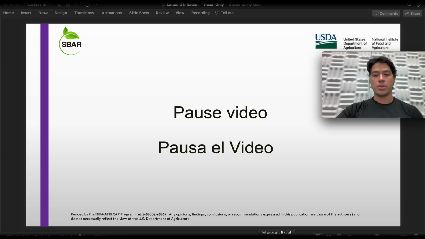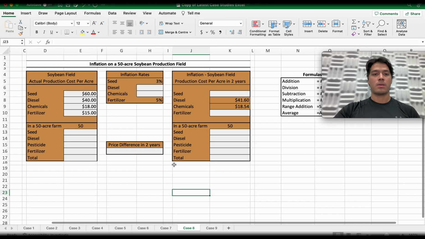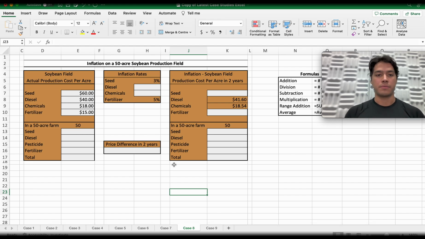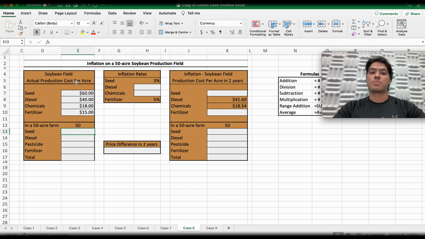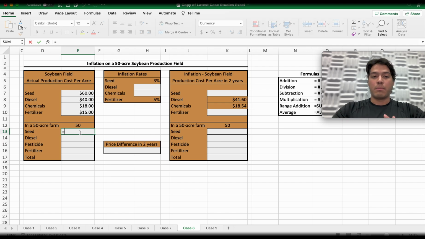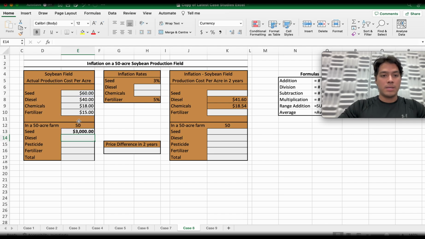Okay, so now let's move on to the Excel file, which is the inflation on a 50-acre soybean production field. As you see, we have these open spaces that we need to fill in. So first, let's start with seed. This is going to be the actual production cost per acre on seed. So we need to fill this in by multiplying this value times 50, because that's the case of a 50-acre farm. So we have 3,000 as our value.